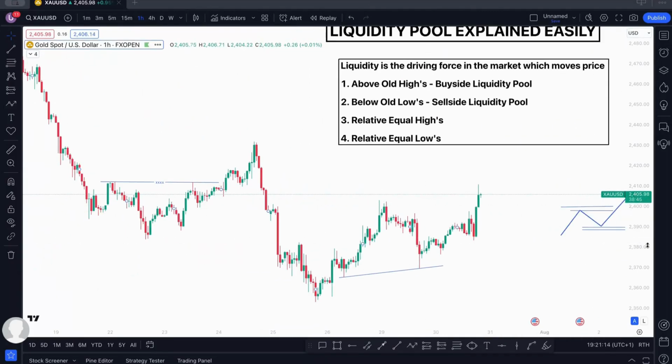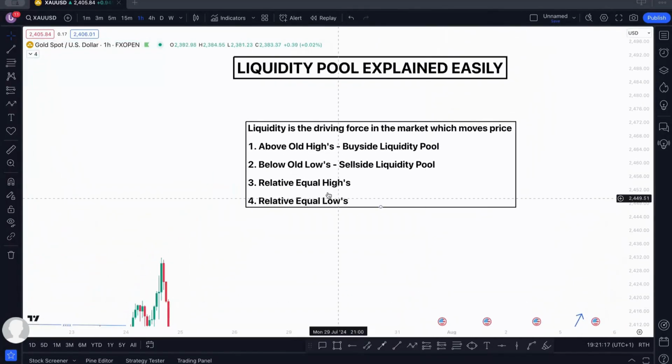So if you follow this guide very well, it's going to guide you on how to trade liquidity. You can decide to trade the buy side liquidity, that's our old highs. You can choose to trade the sell side liquidity, which is old lows, relatively equal highs and relatively equal lows. You can trade that as your own form of liquidity and follow the structural direction of the market.